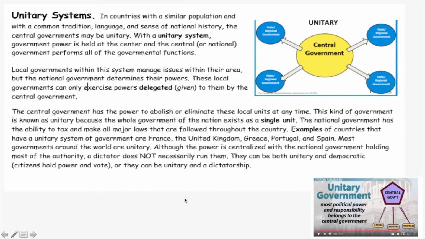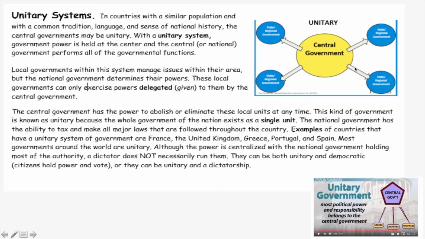All right, so let's move on to unitary. A unitary system. In countries with similar population and with a common tradition, language, and a sense of national history, the central governments may be unitary. With a unitary system, government power is held at the center, and the central or the national government performs all of the governmental functions.